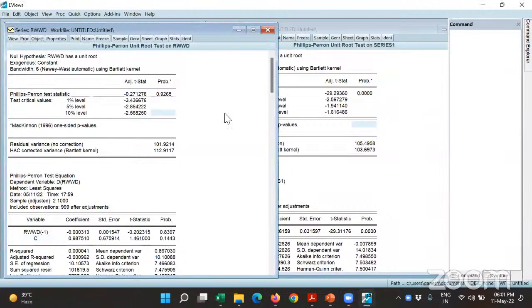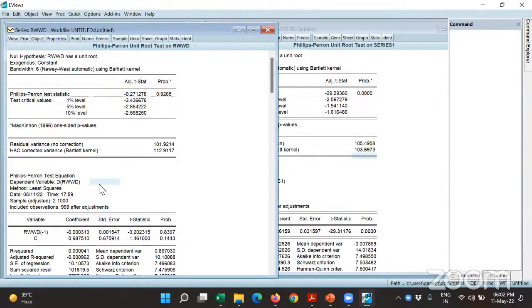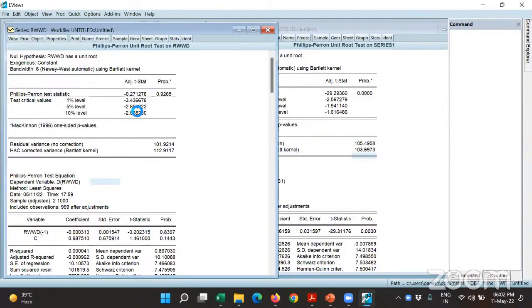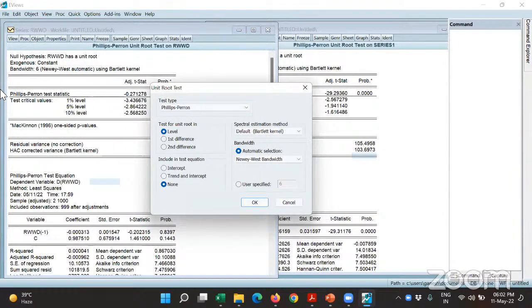Okay, let's move forward. We have already seen that this is my stationary series and this is my non-stationary series. So how can I make my non-stationary series into a stationary series? When I'm going for the unit root test, I can check whether my series, which is non-stationary at the level, can result in a stationary series if I take a first difference of the series. That's the next question.